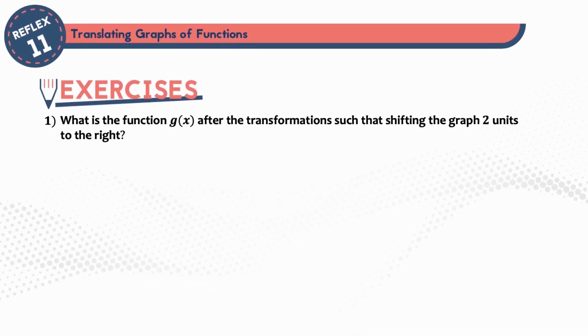All right, let's take a look at some exercises. So number 1, what is the function g of x after the transformation such that shifting the graph 2 units to the right? Well, if we have g of x as my original, if we're shifting 2 units to the right, that means we're going to have a shift inside my parentheses, and it's going to be a minus 2. So we have g of x minus 2.